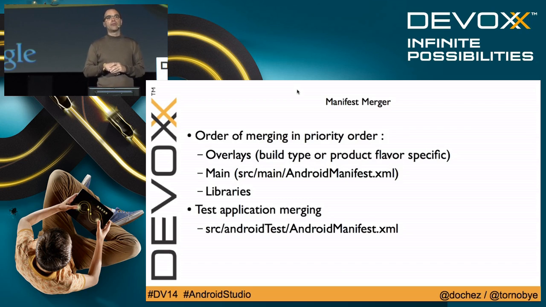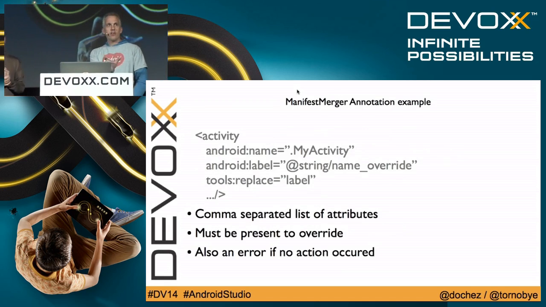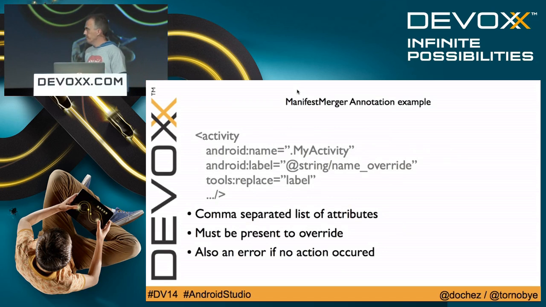We also do test application merging, so you can now put some Android manifest file in your Android test directory, and it will be merged with the instrumentation that we automatically generate. And we actually use this in Android Studio too. So when you do a new from template activity, we use this manifest merger to insert the activity registration right in your own manifest file.